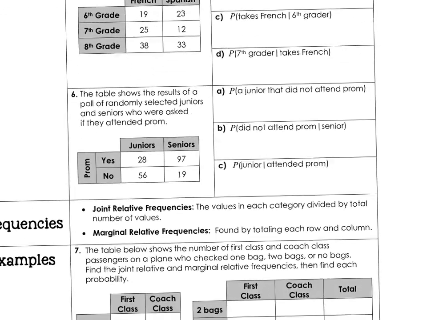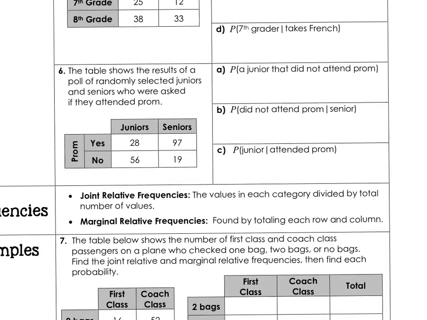Okay, I'm going to skip number 5 and I'll focus on number 6. The table shows the result of a poll of randomly selected juniors and seniors who were asked if they attended prom. So here's the table. Now let's look at the questions. I'm asked to calculate the probability of a junior that did not attend the prom. So the junior that did not attend the prom is 56.